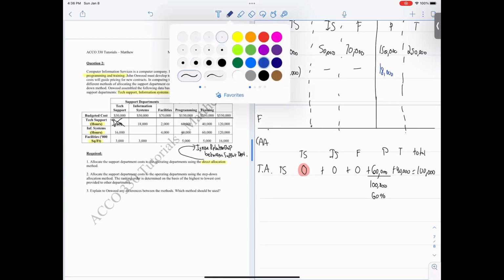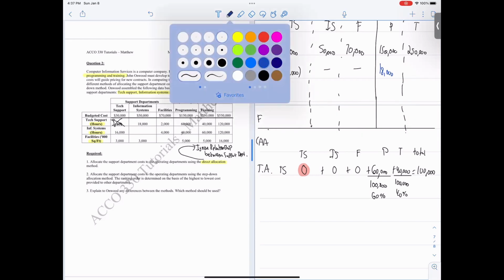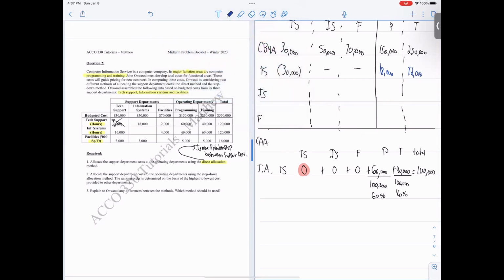Then we do the same thing now for training. So we did programming. Now training uses 40,000 of the 100,000. So they use 40%, so they should be responsible for 40% of the cost. So 30,000 times 40 over 100 gives you a total of 12,000. And that is your answer.